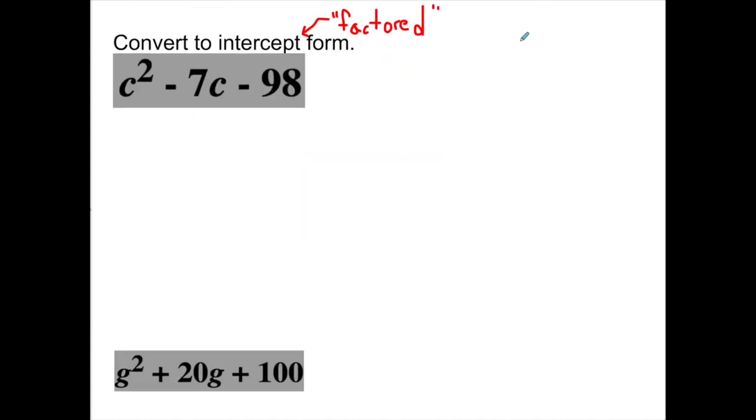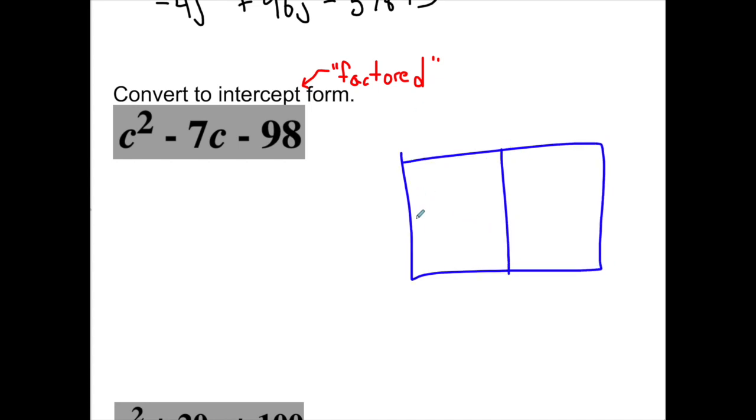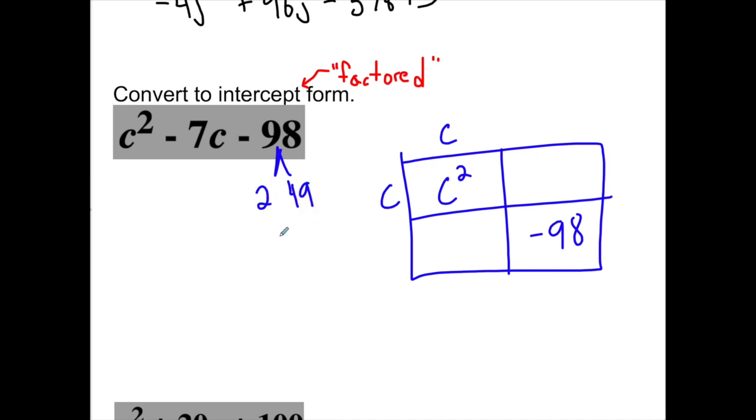All right. Time to convert to intercept form, and so we're going to be going the other way. So I'll start by building out my box. I remember to put my squared term here, my constant here. Now I know I need a c and a c to get a c squared. And now I need to think about how I'm going to multiply to 98. So I've got 2 and 49.